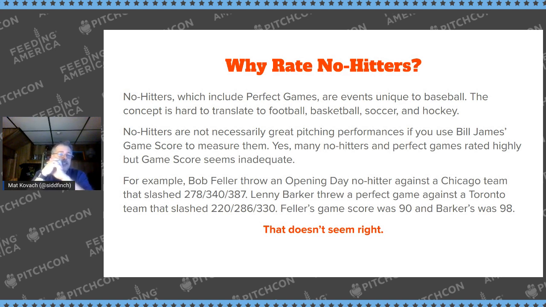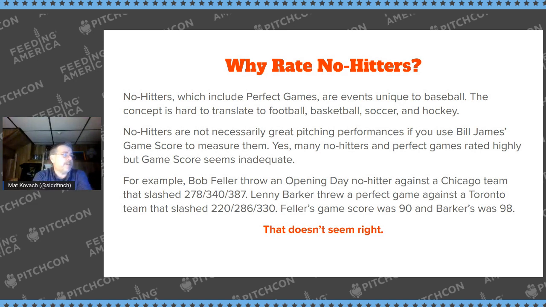But one thing I looked at is Bob Feller threw a no hitter on opening day against the White Sox, and for the season they slashed .287, .340, .387. Lenny Barker threw a perfect game against Toronto. Now he happened to be at home. Bob Feller threw his in Chicago. As you can see, Toronto was not a very good offensive team. They got on base less than three times out of any 10. Bob Feller's game score was 90. Barker's was 98. So I wanted to see if there's a way we can change that if it is a perfect game or a no hitter.